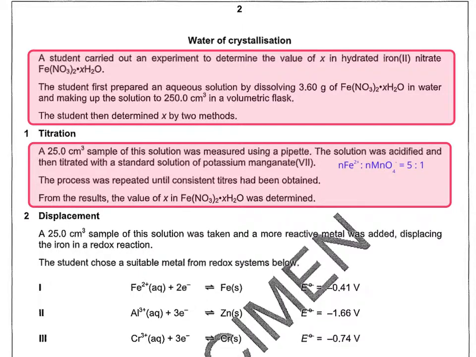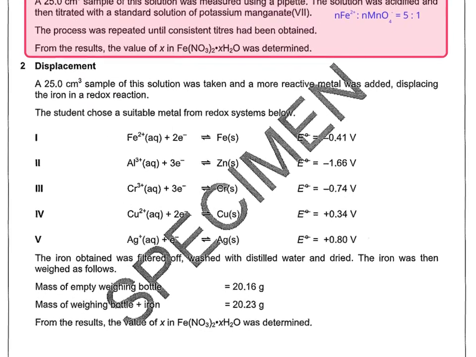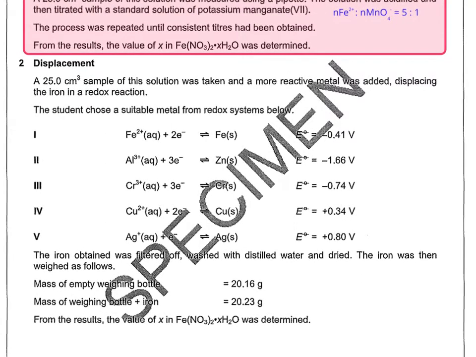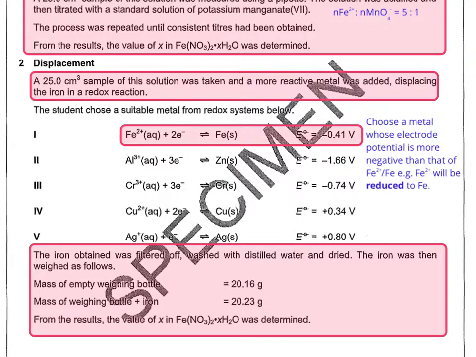So moving the page down a bit, we can look at the displacement part. The two highlighted sections tell you exactly what happened, and you've got the electrochemical data. So to do this, you need to choose a metal whose electrode potential is more negative than that of Fe2+/Fe, and therefore Fe2+ will be reduced to Fe, displacing the iron.